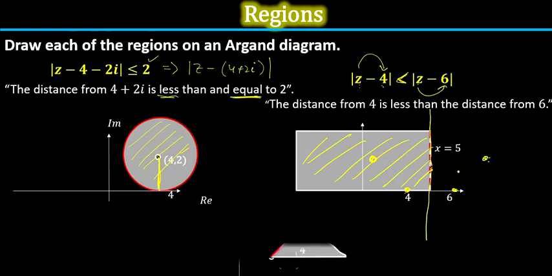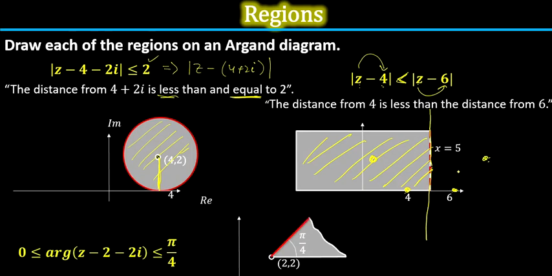Another important drawing, the half line. Argument of z minus 2 iota: you should take the negative sign common. Your reference will be 2 plus 2 iota. See here, and then you have to draw a false axis here, and then the angle pi by 4. Between pi by 4 and 0, you have to shade inside. This is the angle of pi by 4, angle of 0.